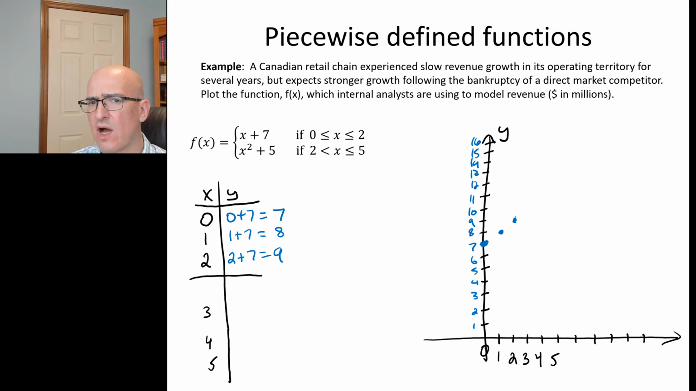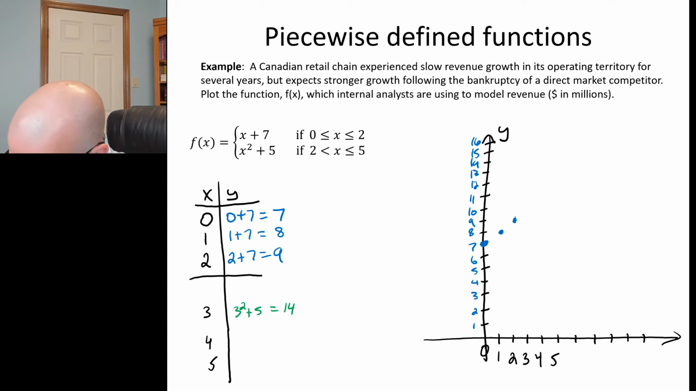Well, 3 is not between 0 and 2. 3 is between 2 and 5, so it fits the second inequality. So 3 squared plus 5. 9 plus 5, 14. So 3, 14.